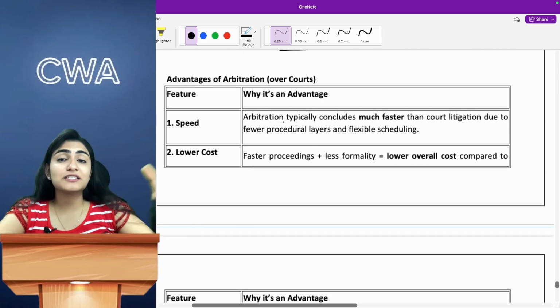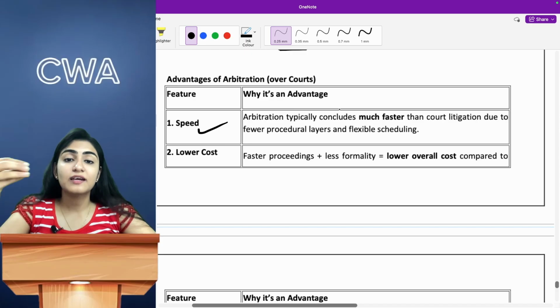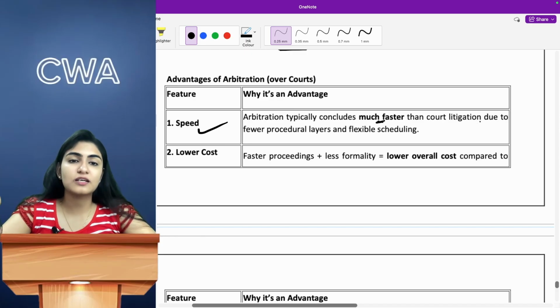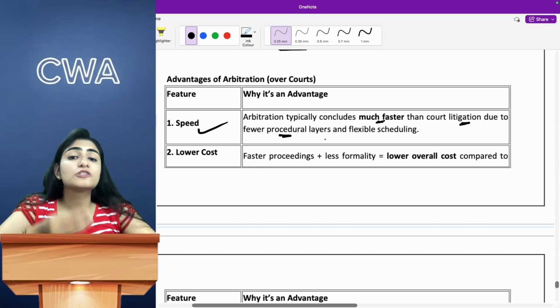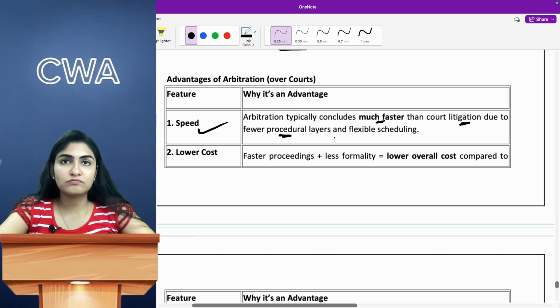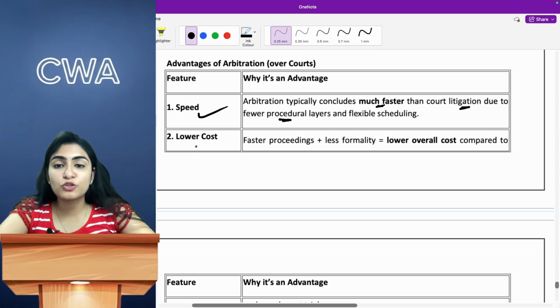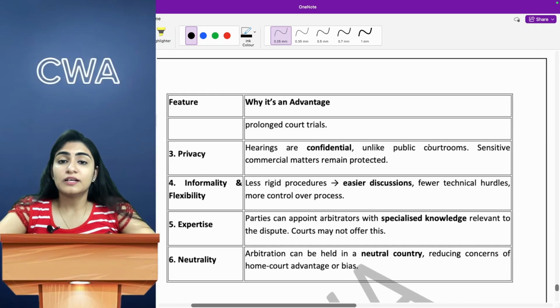A few advantages of arbitration over court: of course it has speed, it is much faster compared to court litigation, and fewer procedural lawyers, and it is basically a flexible process. It has lower cost, faster proceeding, plus less formalities, lower overall cost.